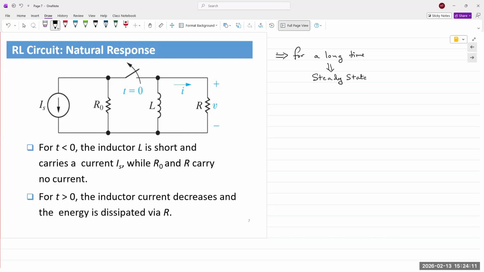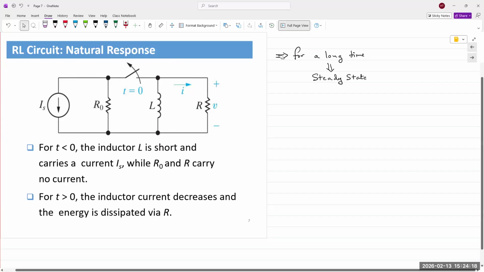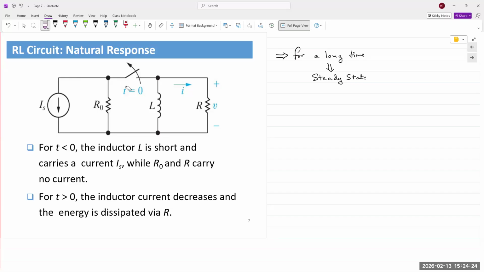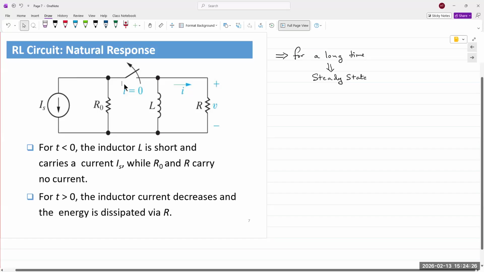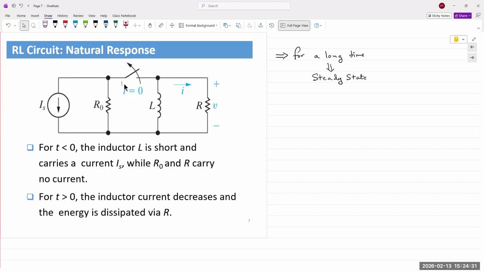So in this case, the inductor was connected to the source IS because the switch was closed for a very long time. As the switch was closed for a very long time, that means the system was at steady state. The inductor was behaving like a short circuit. All of the current was flowing through the inductor. Okay, the inductor is fully charged, behaving like a short circuit.